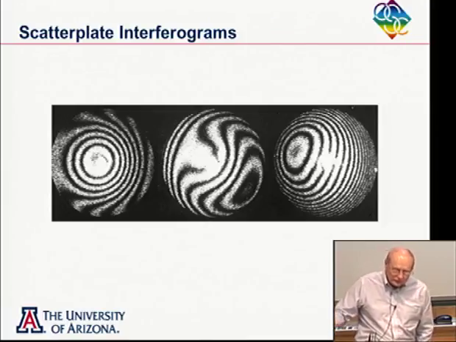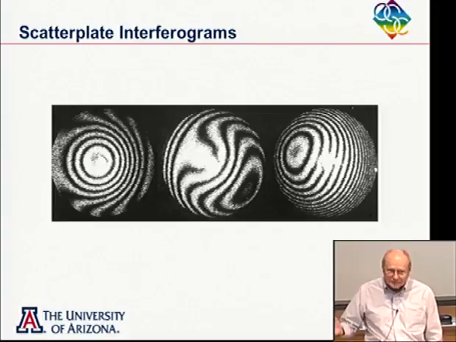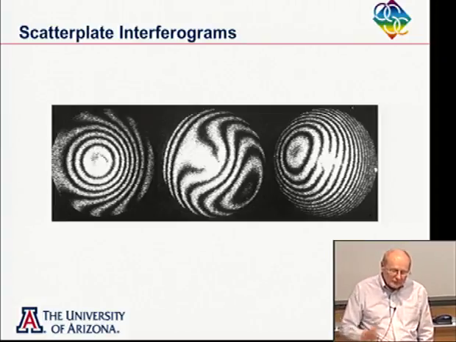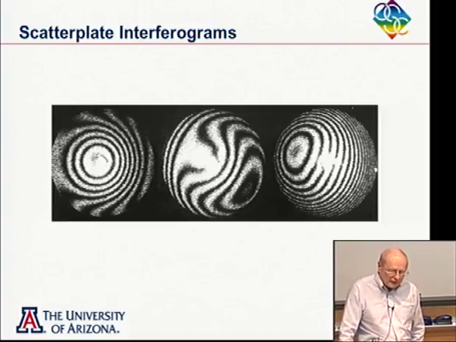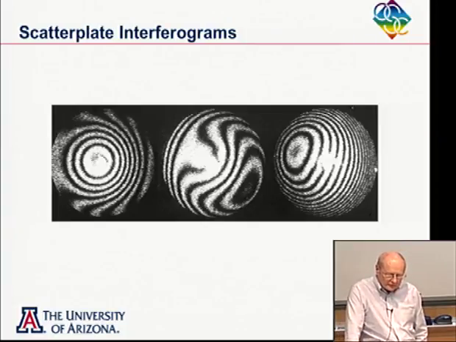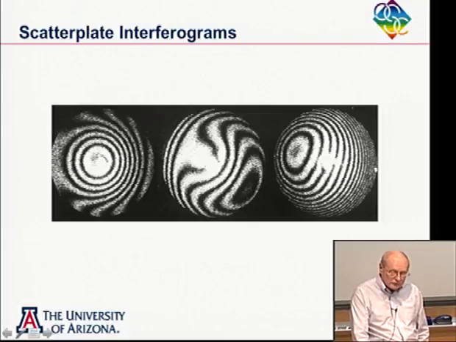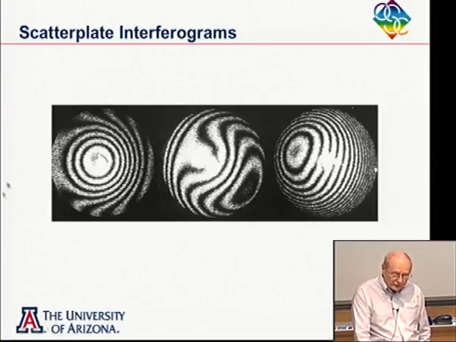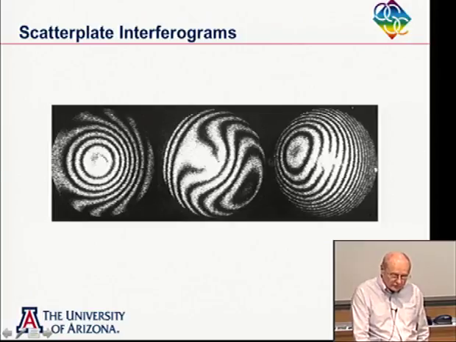It turns out it's not hard at all to make these scatter plates. You don't have to be too careful about the amount of scattering, but maybe 95% is a good number. And as I said, if you have too little scattering, the bright spot is too bright; too much scattering, the fringe contrast will be low because of the scattered beam. So these are old interferograms. I don't know who took these interferograms.